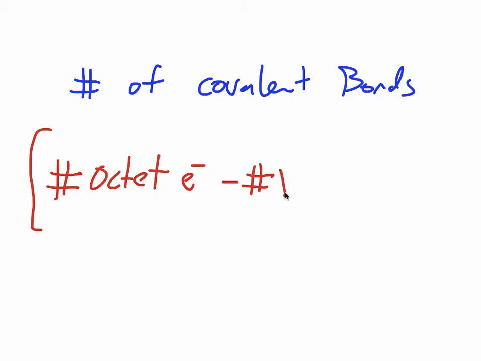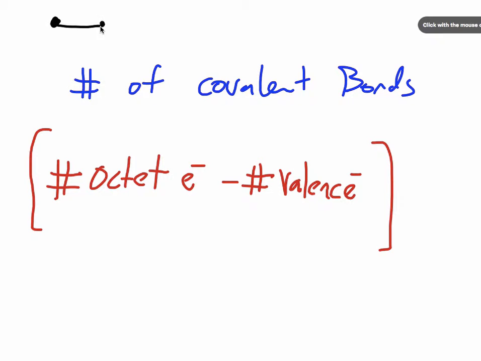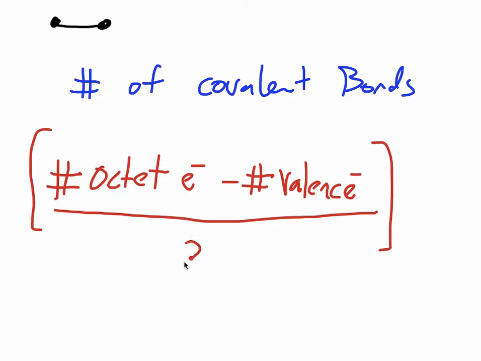So we say number of valence electrons. And that's going to give us a number, right? That's the total number of electrons available to bond. But we know that a covalent bond is 2 electrons. So we divide this number by 2, and that will give us the total number of bonds.